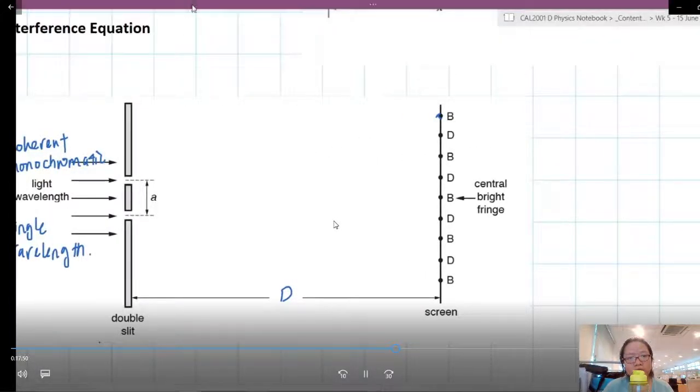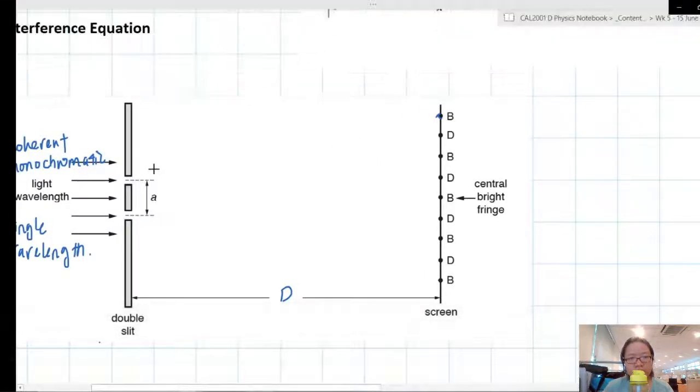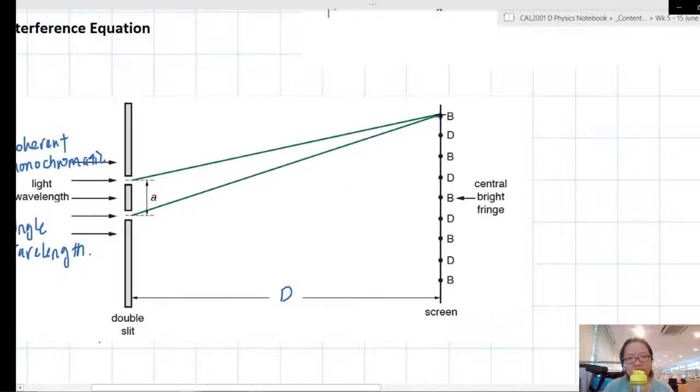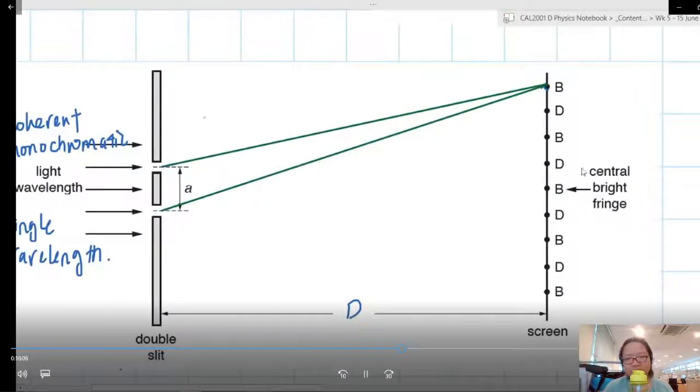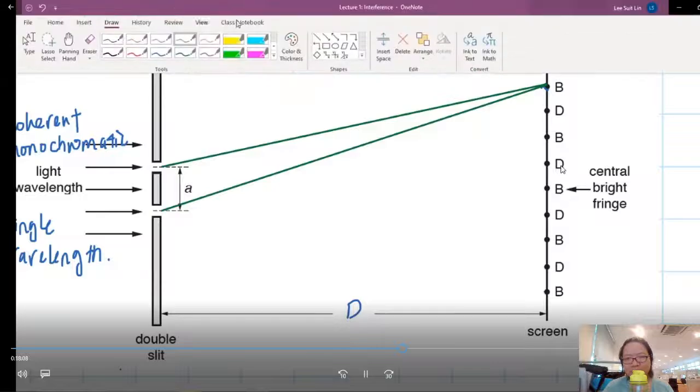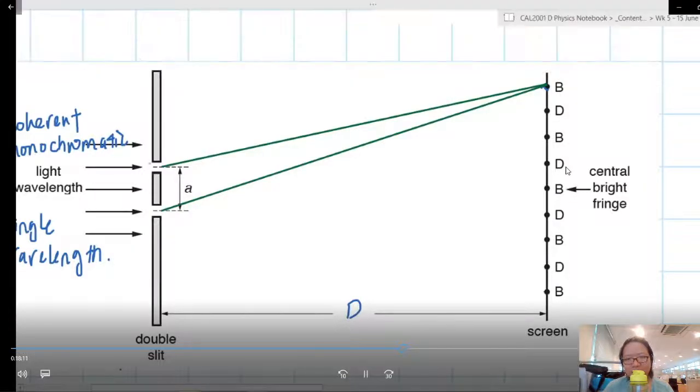And I'm now going to draw a few things just to get our bearings right. There's a wave coming out from this slit. There's a wave coming out from the other slit. And let's say they meet at point B. This one I already labeled, B for bright, D for dark, along the screen. But obviously the wave below will travel further than the wave above.